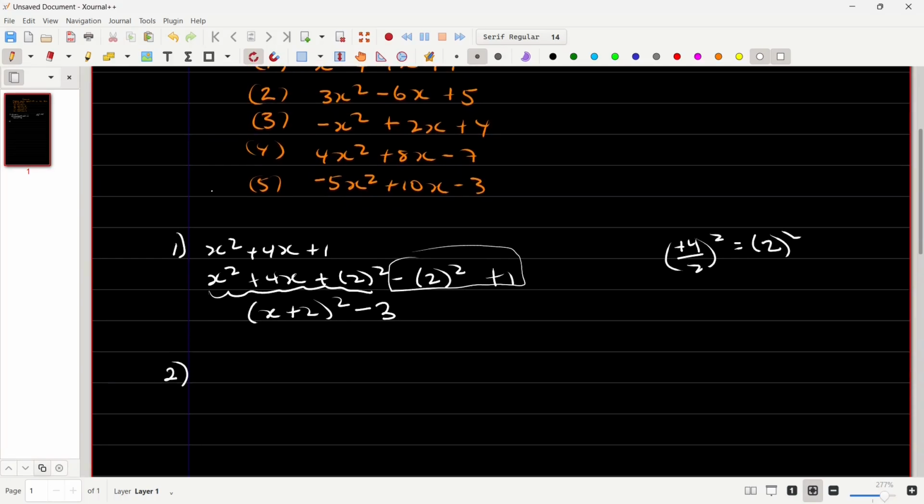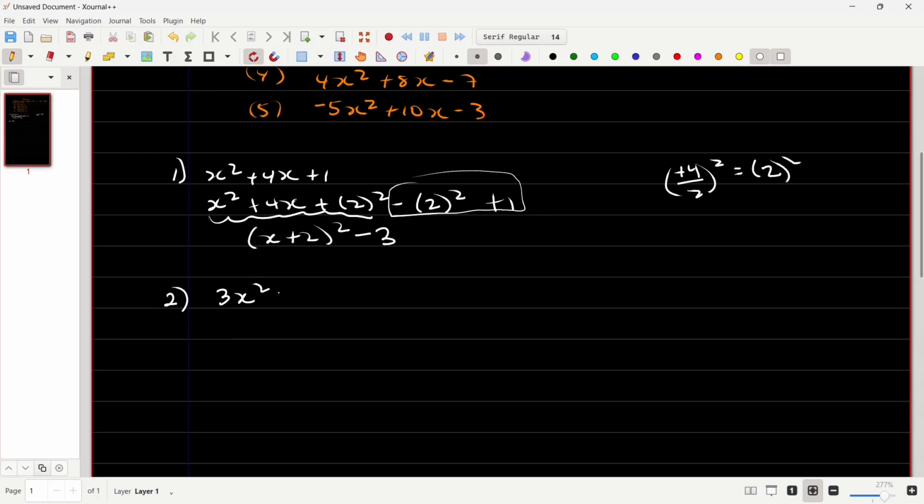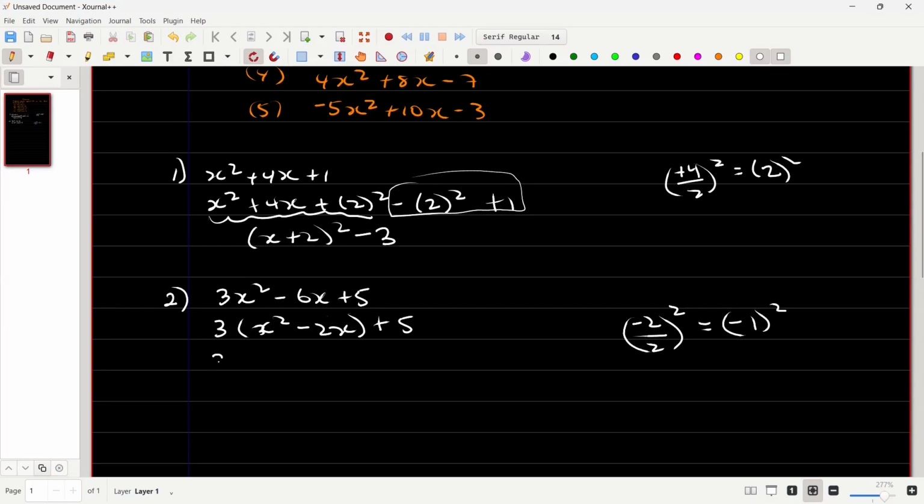All right, so let's solve number 2. Number 2 is 3x squared minus 6x plus 5. We factor out the 3, so that's 3 into x squared minus 2x, close bracket, plus 5. And then we take the negative 2 divided by 2, and we square that, and we get negative 1 squared. So we rewrite this as 3 into x squared minus 2x plus negative 1 squared, and then subtract negative 1 squared, close the bracket off, put back our plus 5.